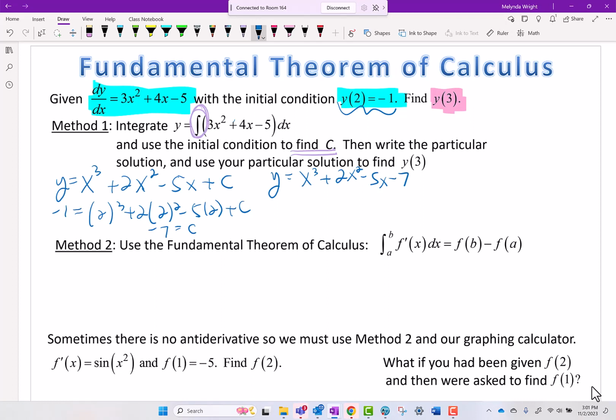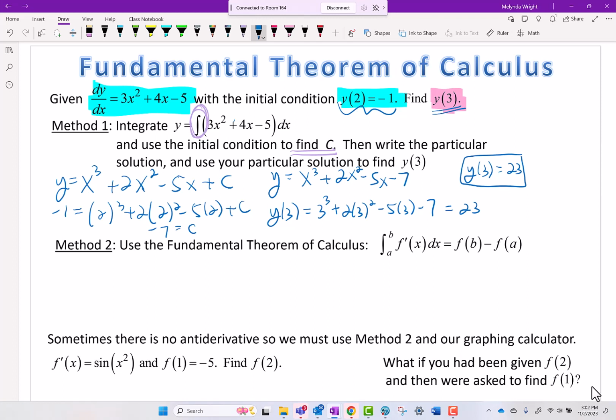Okay. So what do they want us to do? They want us to find the y value when x is 3. So y of 3 would be 3 cubed plus 2 times 3 squared minus 5 times 3 minus 7. Okay, so doing that fun arithmetic, we will come up with 23. So y of 3 is 23. Now that's the first technique that we could use. We could use the indefinite integral with the plus c.